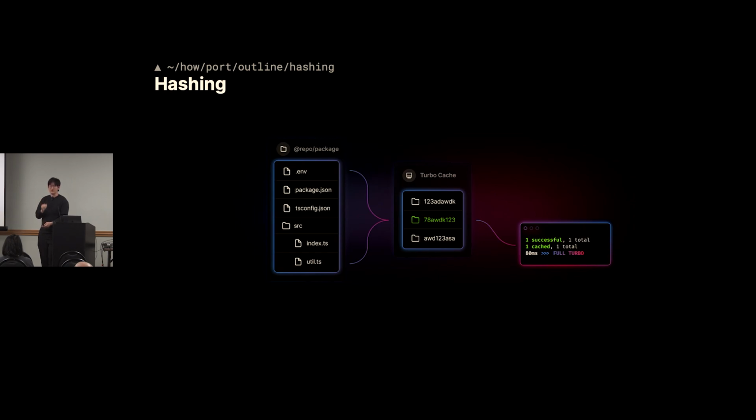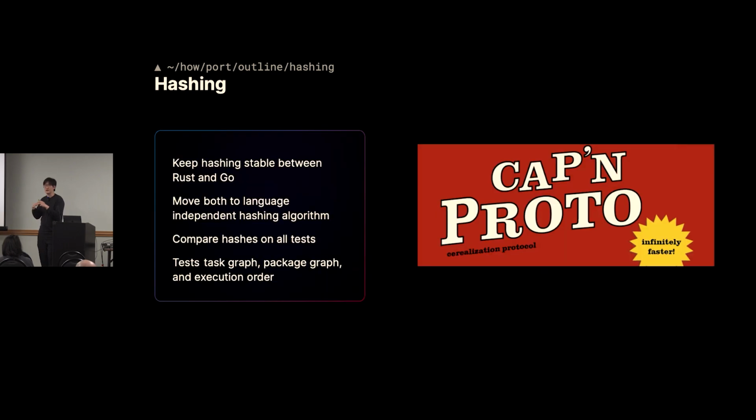So we knew that if Go were to serialize to Cap'n Proto and Rust were to serialize to Cap'n Proto, we get the same exact values. And so with that, we're able to test our task graph, package graph, and task execution. And we ran this on all our tests. So the tests would also check that the hash is matched.